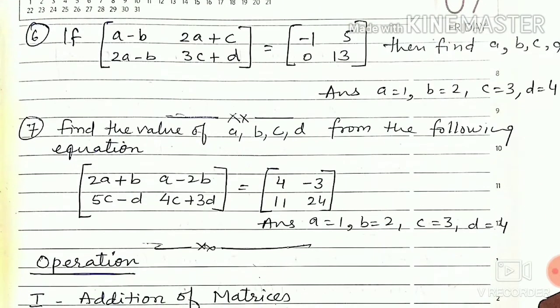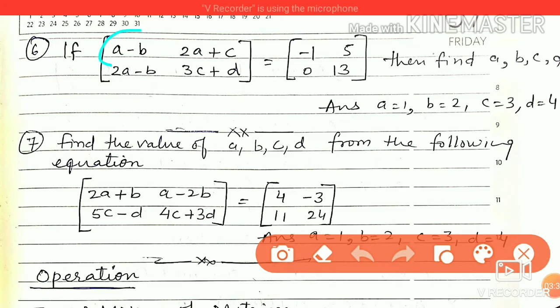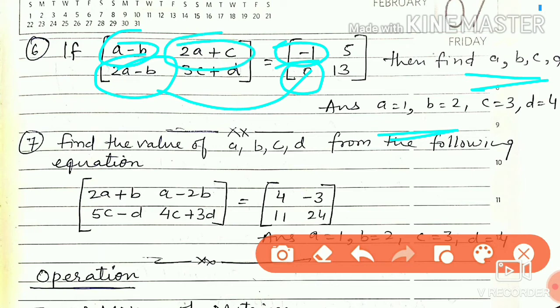Now look here, one more question, question number 6. a minus b you will put equal to minus 1 and 2a minus b equal to 0. From here you find the values of a and b, and then you will put here 2a plus c equal to 5 and 3c plus d equal to 13. Here you put the value of a and you will get the value of c, and then in the last equation you put the value of c, you will get the value of d.